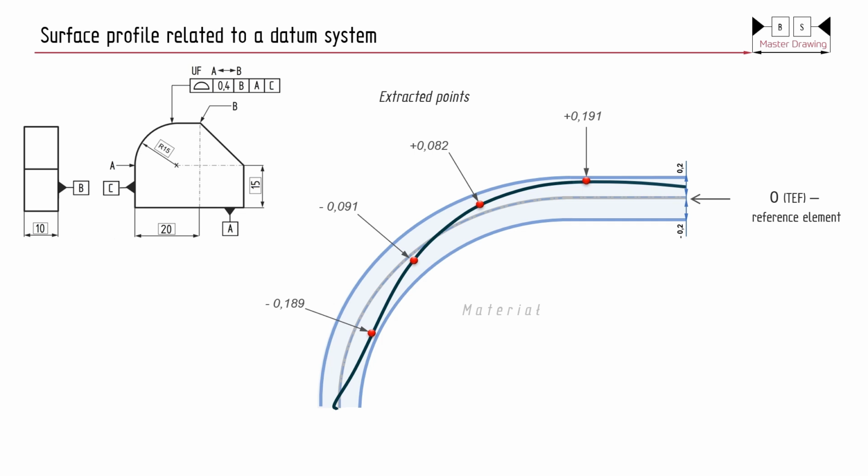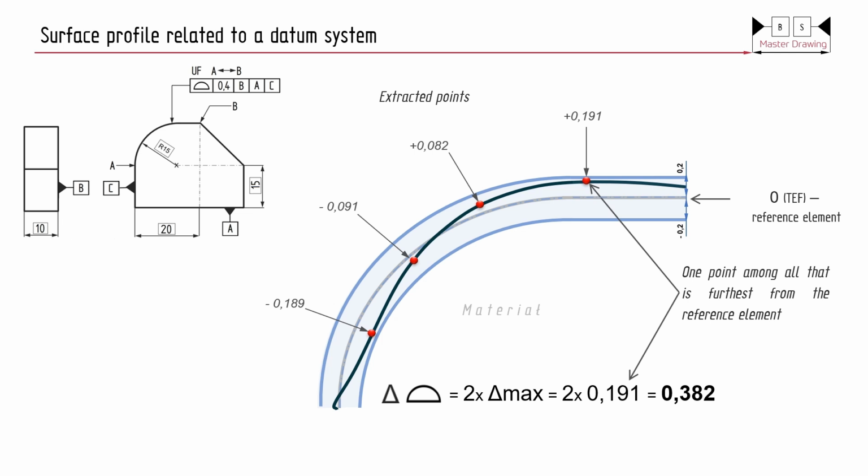The total deviation is determined by the single point that lies farthest from the reference. In this example, that point is plus 0.191. This value is always multiplied by 2 because the profile tolerance is expressed as the diameter of the sphere, not its radius. The surface profile deviation equals 0.382 mm.